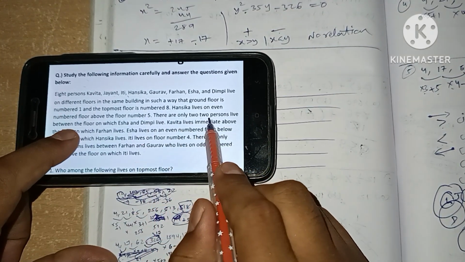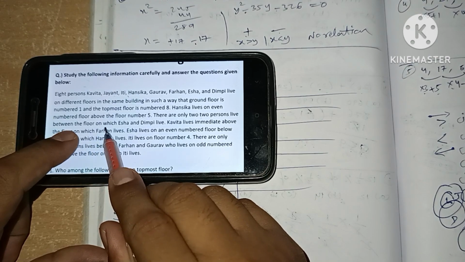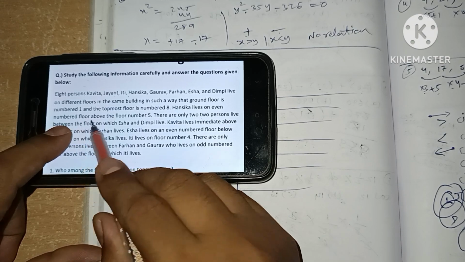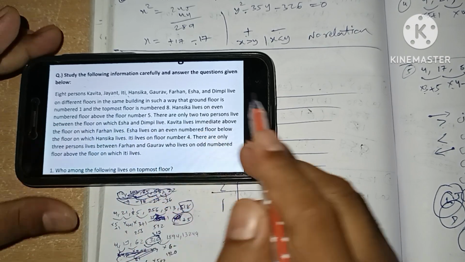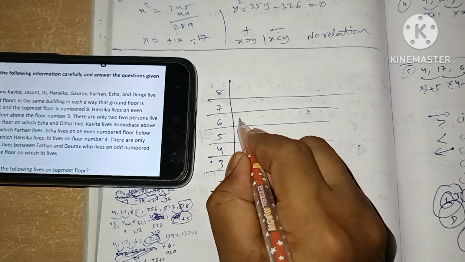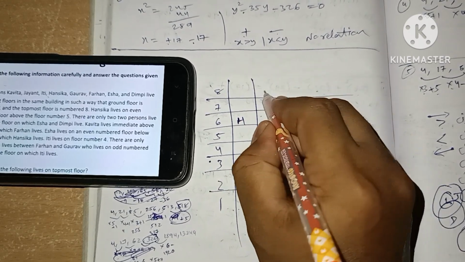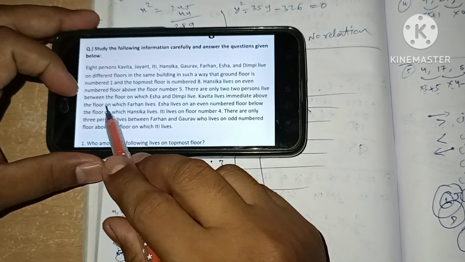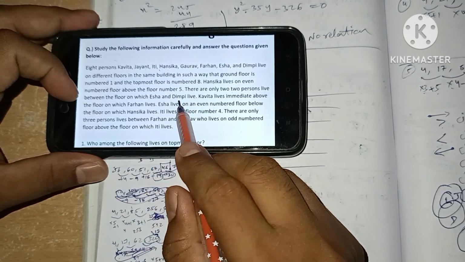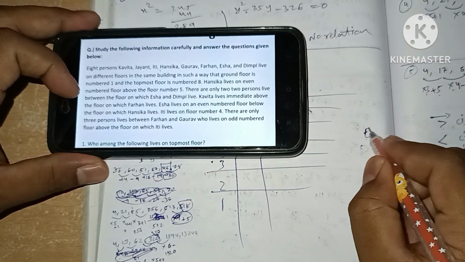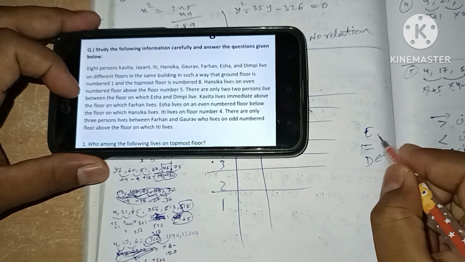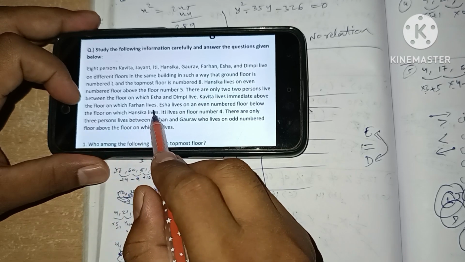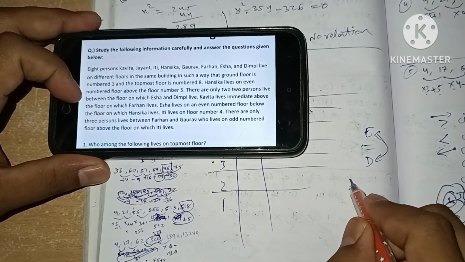First statement: Hanska lives on an even numbered floor above number 5. So Hanska's place must be either this one or this one. Next, there are only 2 persons living between Isha and Dimpy. Kavita lives immediately above the floor on which Farhan lives. Immediately above Farhan, Kavita.